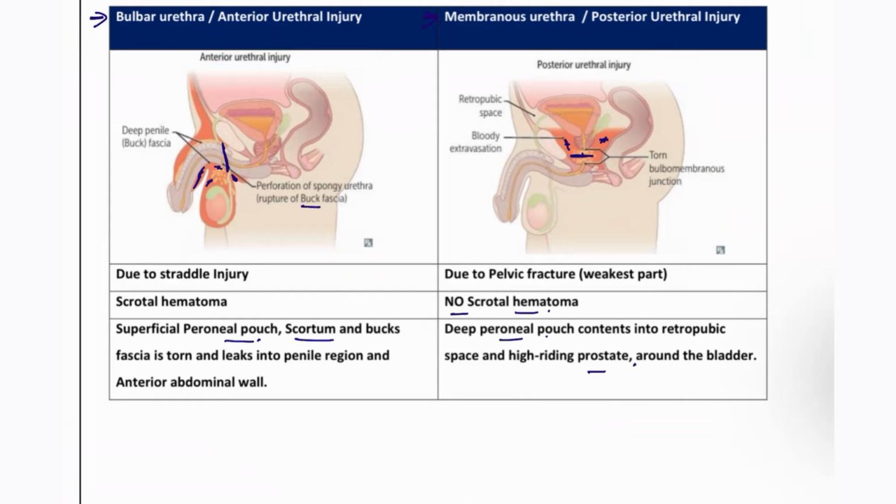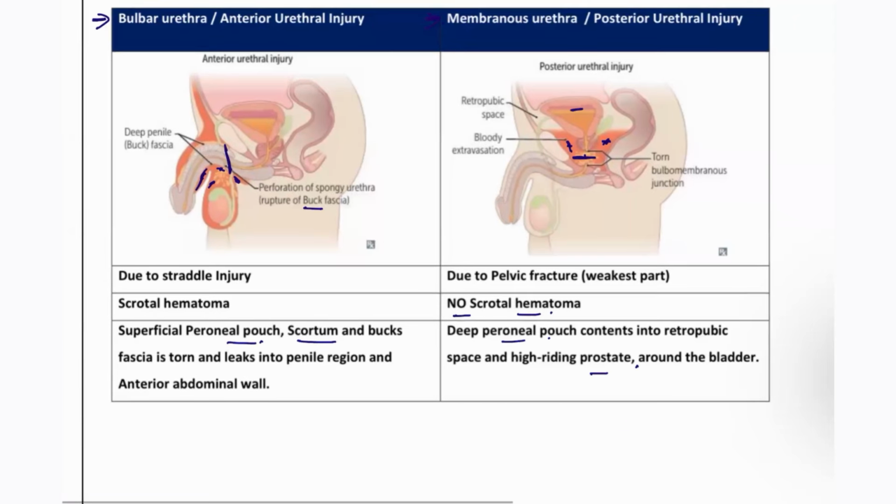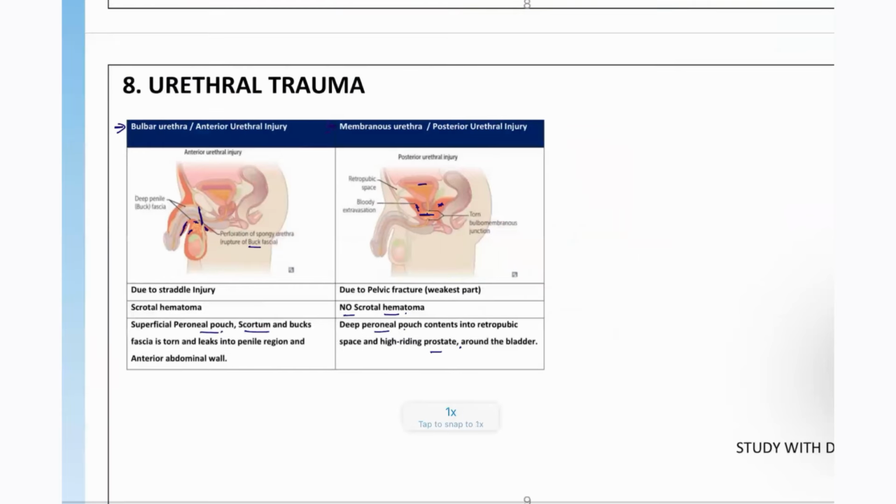Okay, but remember that this is not going to come into the peritoneum. That is the first thing. There is no peritonitis seen in this patient unless there is a bladder injury, in which case a contaminated peritoneum will be seen. But regarding the pelvic structures only, we are going to see the urethral injury.